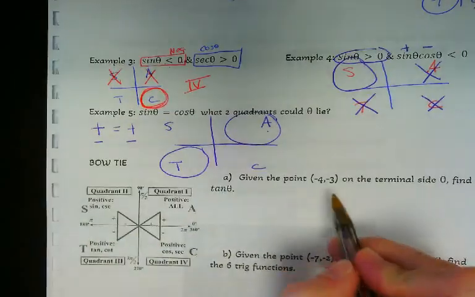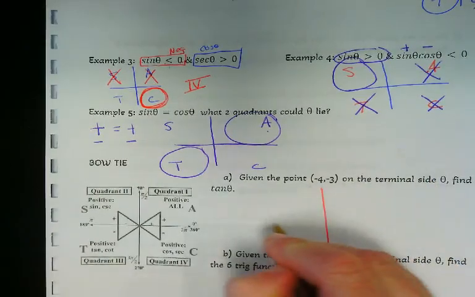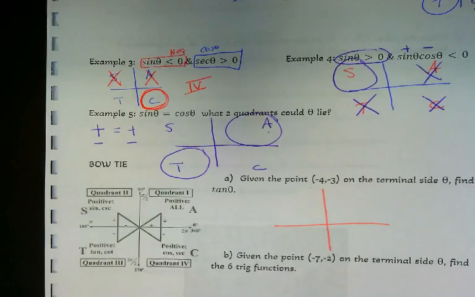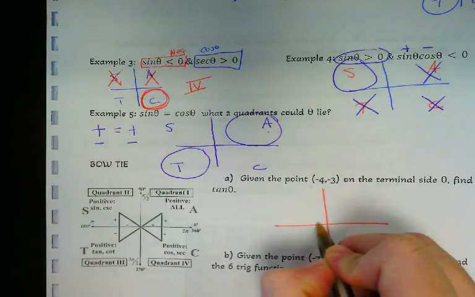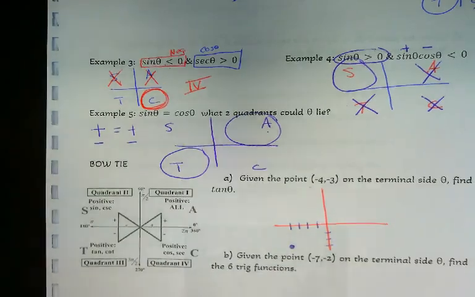Second way, they're going to give you a point on the terminal side of theta. So I want you to, again, make yourself an axis. If you see a point, we're going to plot the point. So go ahead and plot, count out tick marks. Plot out -4, -3, and put a point there. What quadrant are you sitting in? Tan, okay, so I'm going to go -4, -3, and I'm going to put my point here.